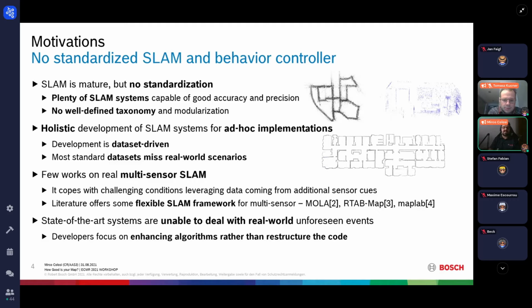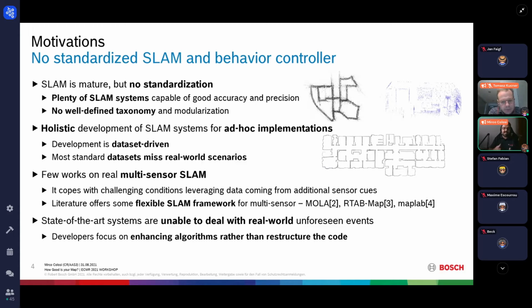And finally, state-of-the-art systems are unable to readily deal with real-world unforeseen events, as they are not present in those datasets we were talking about. Such events are addressed in an incremental way at occurrence. That is, each time a given event impacts the performance of your SLAM run, the developer addresses that specific circumstance without caring much about reshaping the code for a more elegant solution.